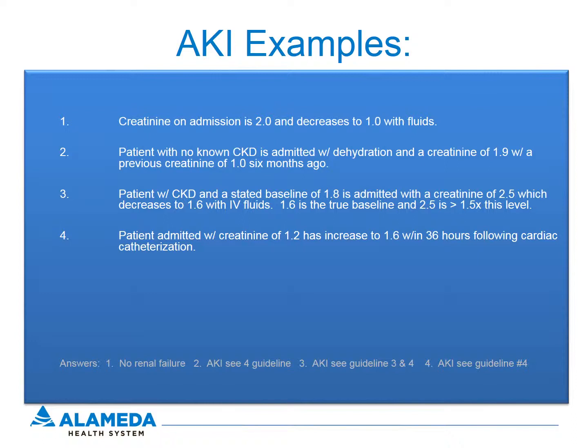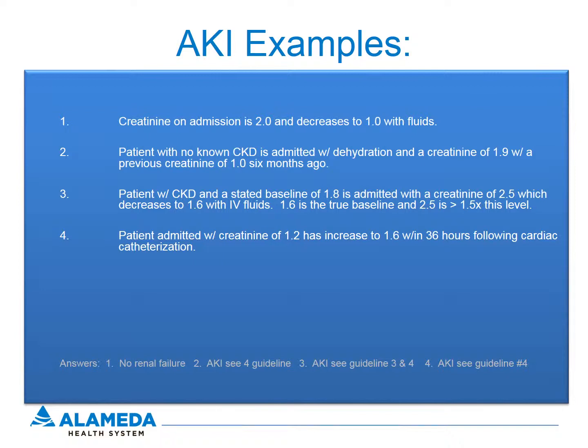Okay, another example is a patient has CKD. They have a stated baseline of 1.8, but they are admitted with a creatinine of 2.5. But you give them IV fluids, and the creatinine level decreases to 1.6 with the fluids. So what is the true baseline? The true baseline is really 1.6, and the patient does have a creatinine of 2.5, and that is 1.5 times the baseline. So AKI, based on criteria guidelines 3 and 4.